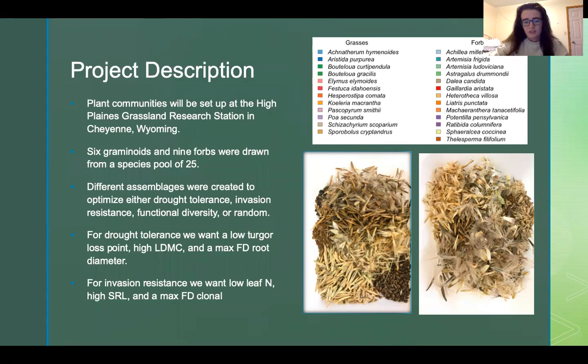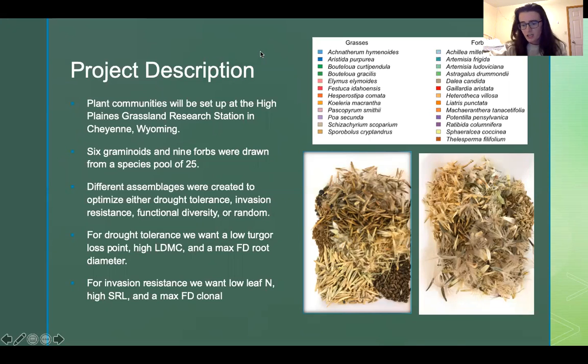When the experiment was designed, we had a species pool up here at the top, and we would pull 6 graminoids and 9 forbs from this to make a mini community. And then from those groups that we created, we created different assemblages, and each of these assemblages had a certain thing they were optimizing, whether it's drought tolerance or invasion resistance. We had one for functional diversity, to look at those things we were talking about, because we know when we optimize for a certain thing, it will probably lead to a decrease in functional diversity. So we have an assemblage that's just looking at having the maximum functional diversity to see the difference between the two. And then we have a random one.